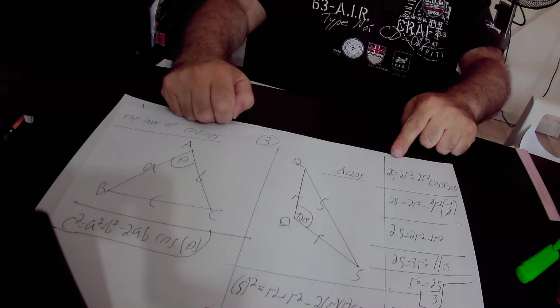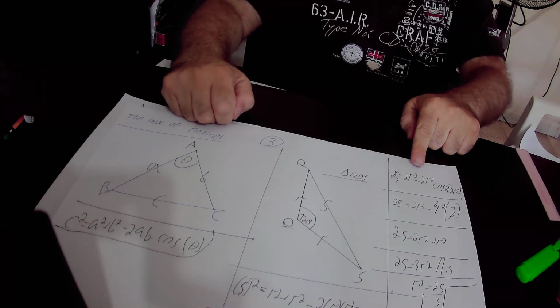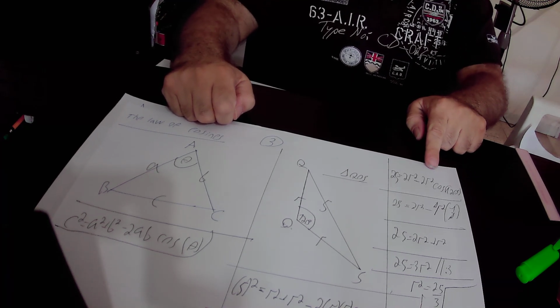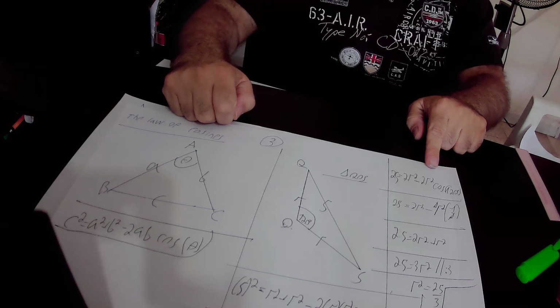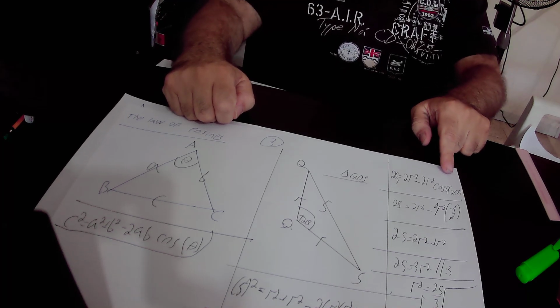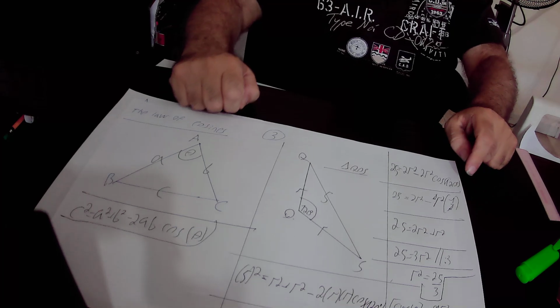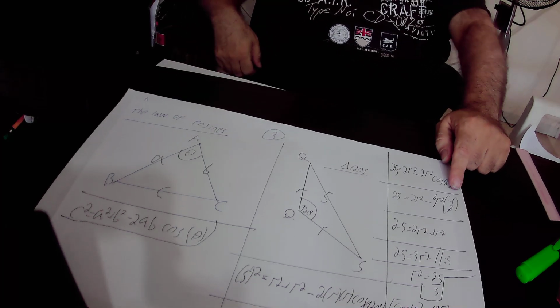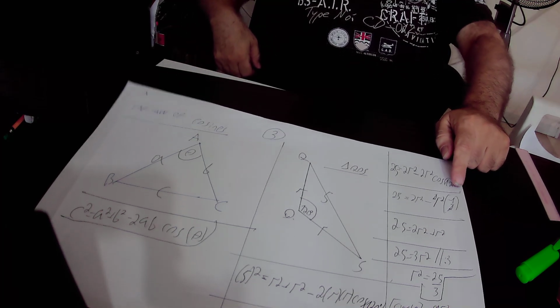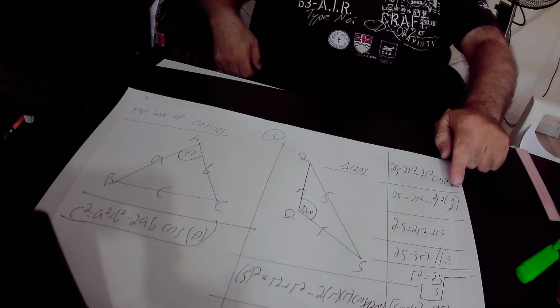Okay, so 5 squared is 25, R squared plus R squared is 2R squared, minus 2R times R is minus 2R squared, cosine 120 degrees is minus 1 half. So we have 2 in the numerator and 2 in the denominator, so 2 will get cancelled. Minus times minus is plus.